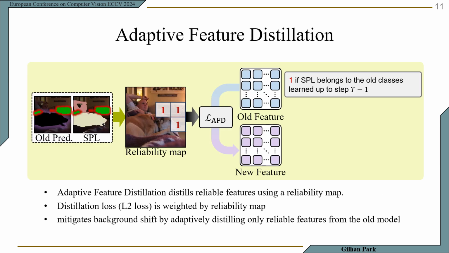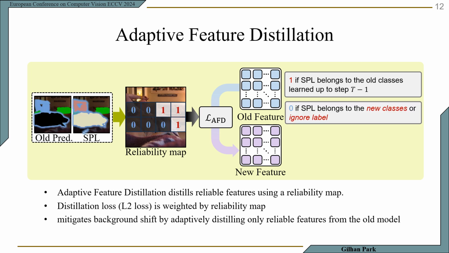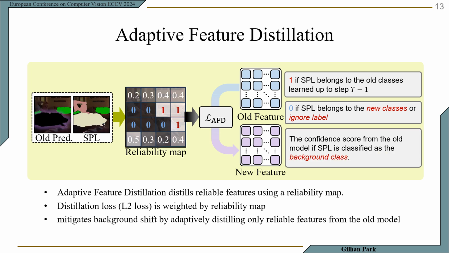Adaptive feature distillation uses a reliability map to distill only reliable features. The map is created based on three conditions. Pixels from old classes are given a value of 1. Pixels from new classes or ignore labels get a value of 0. And pixels classified as background use the confidence score from the old model. This helps prevent background shift by focusing on reliable areas.